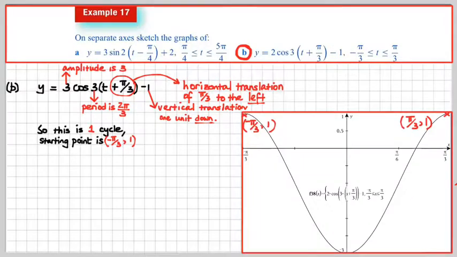Let's just have a look at it. So it'll move down from 1 to minus 1. That's its central axis there. And then from there down to minus 3 at its lowest point. So that's minus pi on 3 and 1 at its starting point, a full cycle over to pi on 3 and 1, and I think we're done.